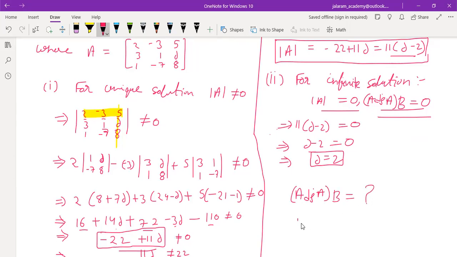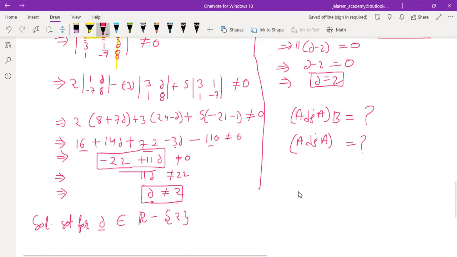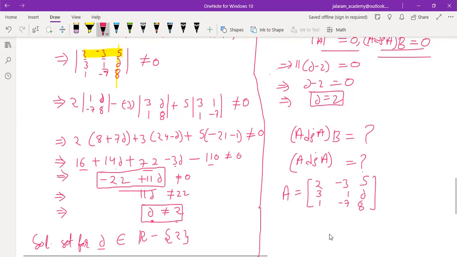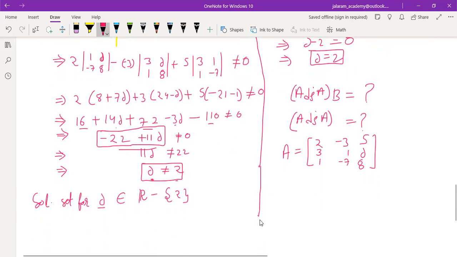So first we have to find the adjoint of A. Now, how will you find the adjoint of A? Matrix A is given by: the first row is 2, minus 3, 5; the second row is 3, 1, delta; the third row is 1, minus 7, 8. So this question will be longer, as it is discussing all the types of conditions for consistency or inconsistency in a simultaneous linear equation.